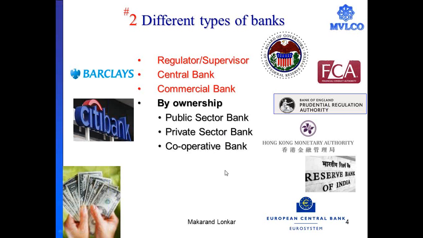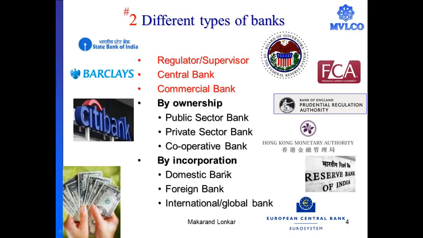and a cooperative bank. Also, we can categorize banks by incorporation. That is, where have these banks been incorporated? Where are they born? Where do they belong? For example, Citibank is a domestic bank so far as the United States is concerned. But when some other bank like HSBC operates in the United States, it would be classified as a foreign bank. So you could have foreign banks which are regional smaller banks, or you could also talk about international or global banks like Citi or American Express.